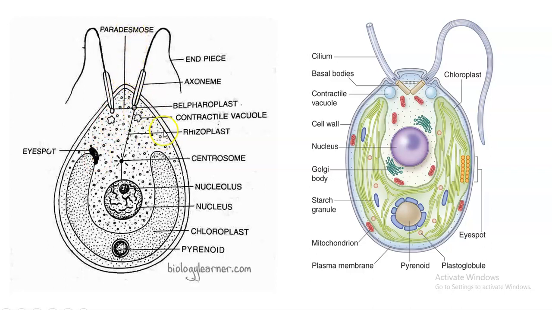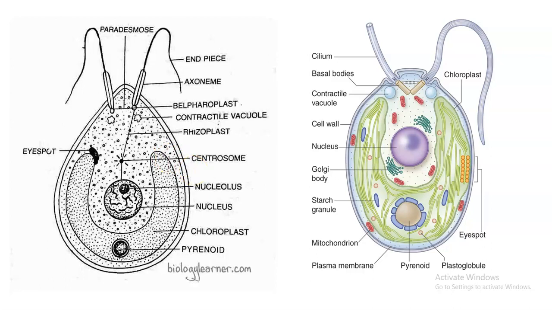Then coming to nutrition. Most species of Chlamydomonas are phototrophic. They are green algae and they prepare their own food through photosynthesis in the presence of light, availability of carbon dioxide, etc. The excess food is stored in the chloroplast, and the remaining food is used for day-to-day metabolic activities. So that's about nutrition. Then coming to reproduction, Chlamydomonas reproduce both sexually and asexually.